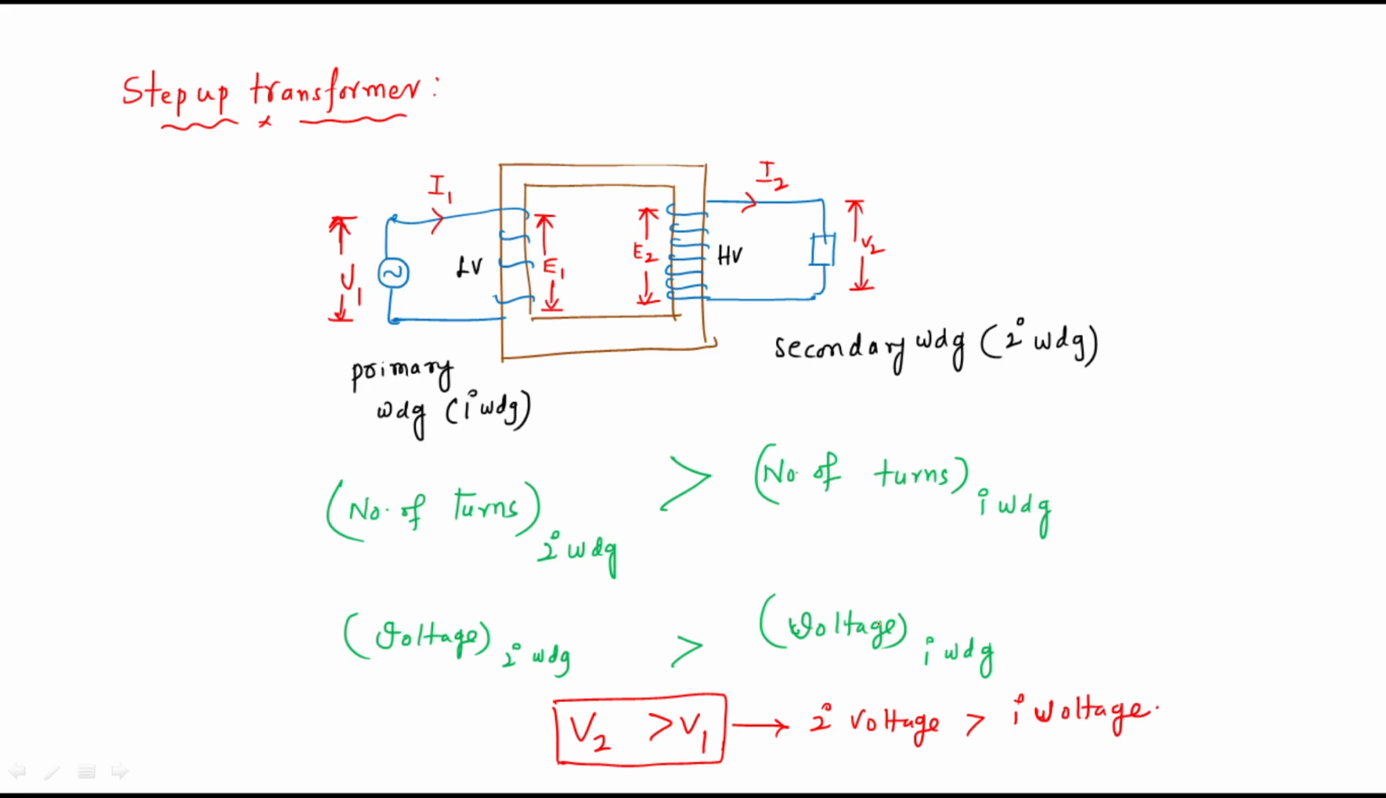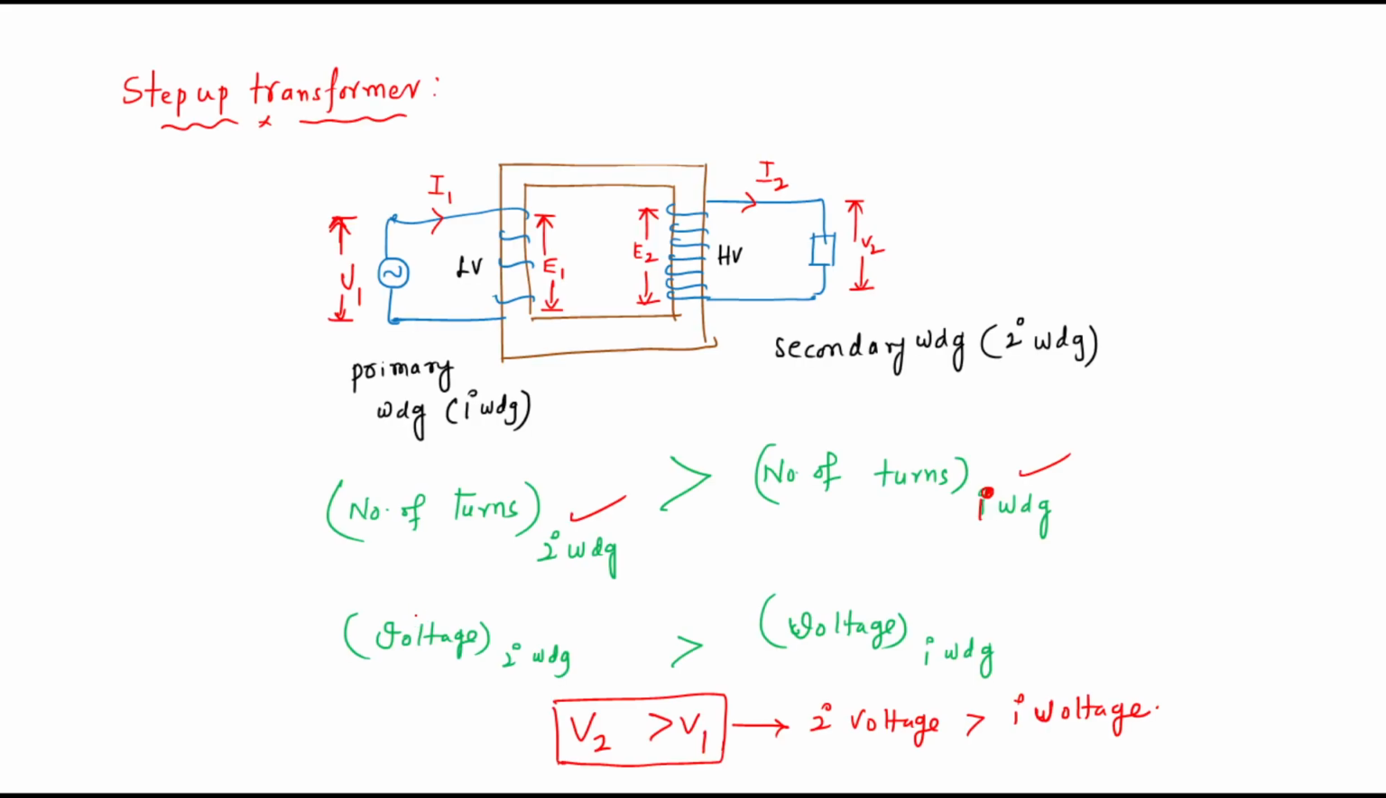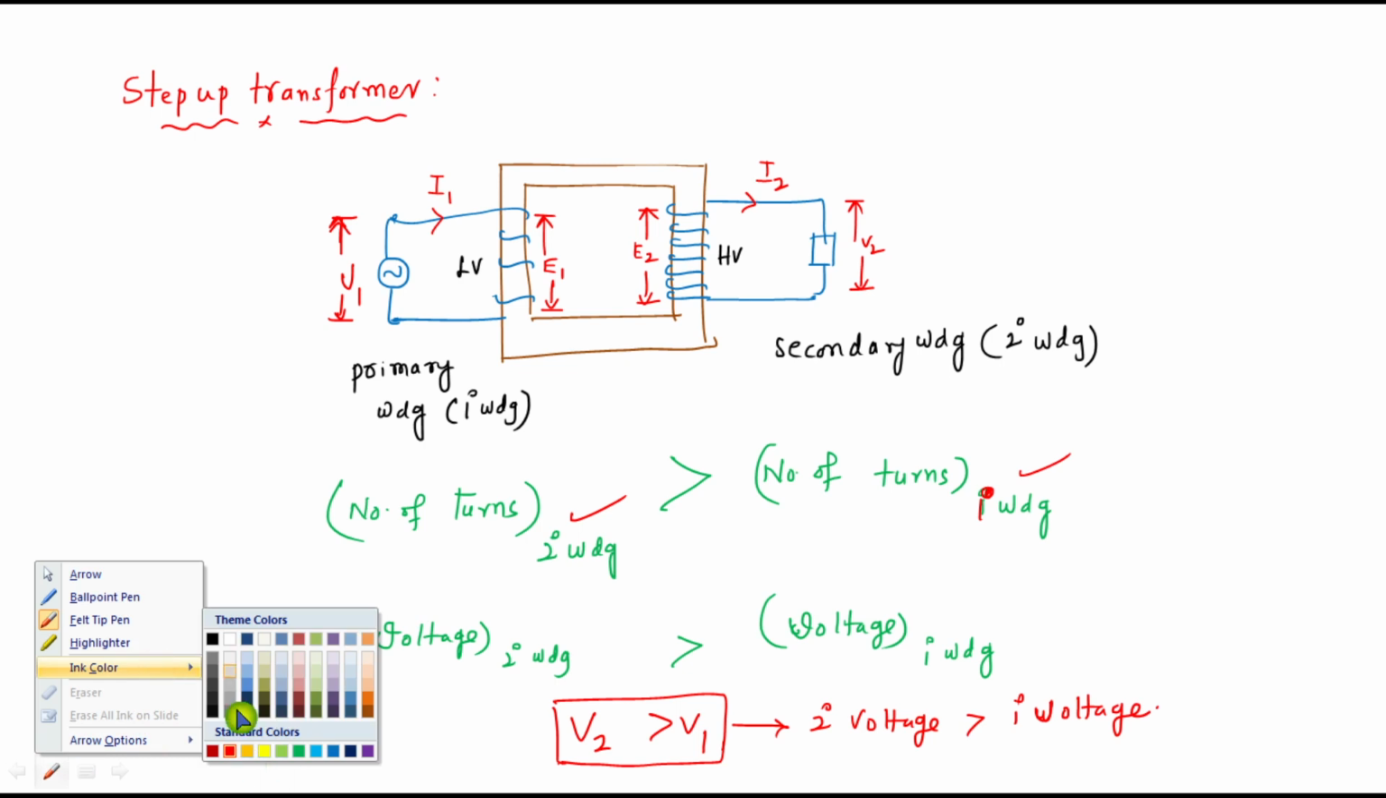That is, the number of turns present across secondary should be more than the number of turns present on primary winding. Like that, the voltage available across secondary should be more than the voltage available across primary winding. So if V2 is more than V1, that is a step up transformer. So what is a step down transformer? Then why do we need this step up transformer? To increase the voltage. Why do we need this step up transformer?